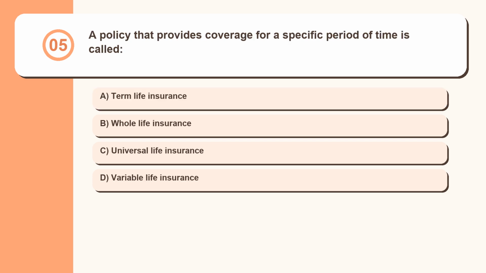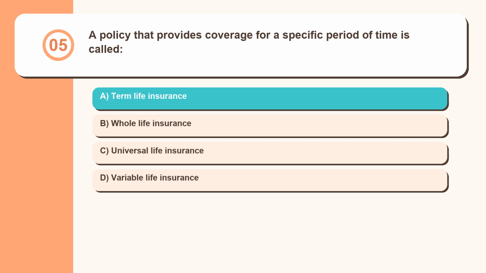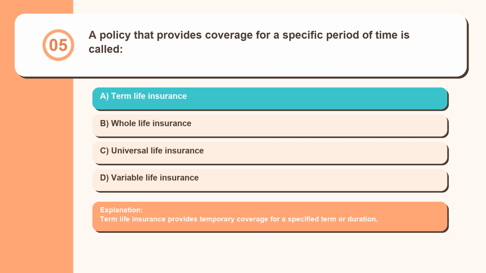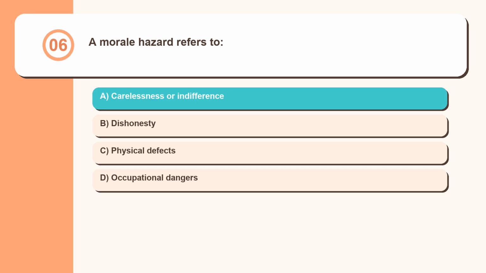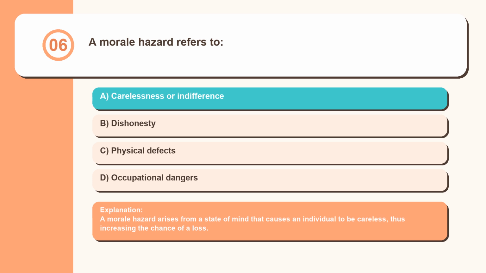Question 5. A policy that provides coverage for a specific period of time is called term life insurance, whole life insurance, universal life insurance, variable life insurance. Term life insurance provides temporary coverage for a specified term or duration. Question 6. A morale hazard refers to carelessness or indifference, dishonesty, physical defects, occupational dangers. A morale hazard arises from a state of mind that causes an individual to be careless, thus increasing the chance of a loss.